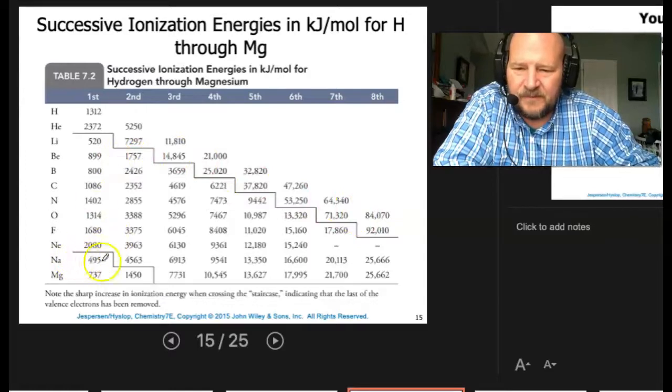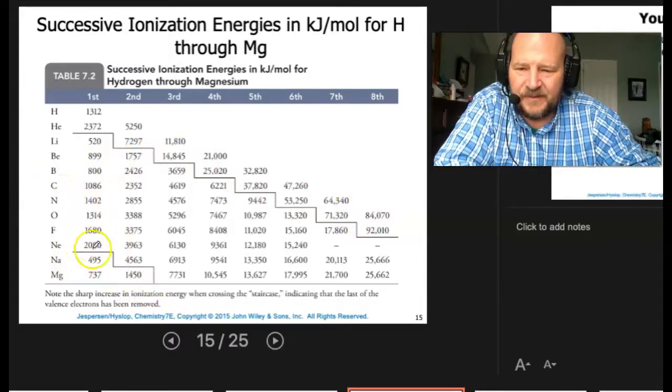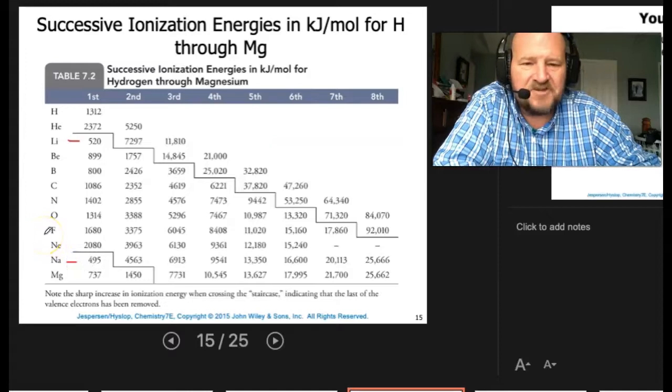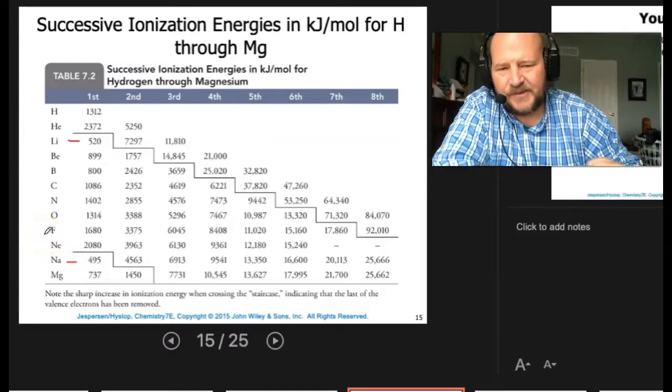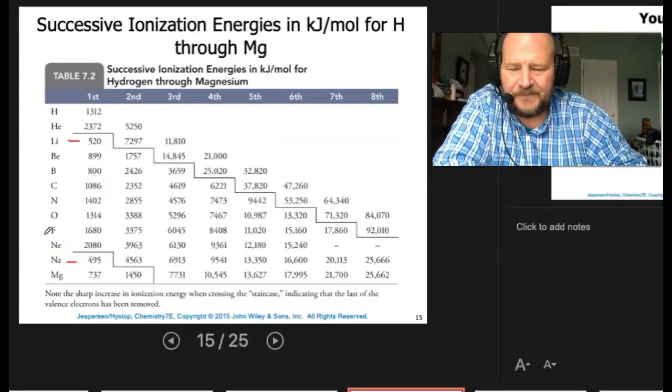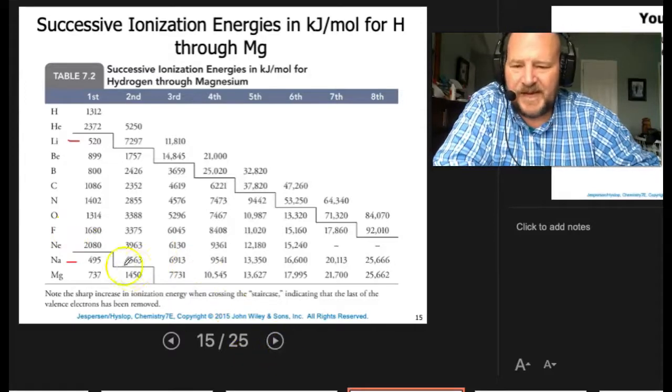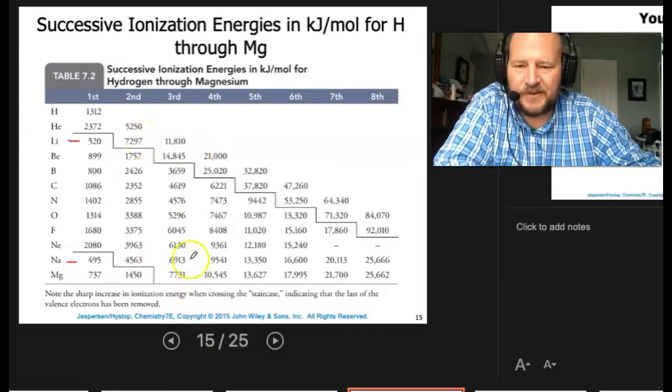Down here, we're looking at sodium, and we're going to see a repeat. Remember that electron's getting further away. So if I'm comparing lithium with sodium, it should make sense. It's easier to pull an electron out of sodium than it is lithium. To pull the second one, again, a little easier. It's further away. Pull the third one, should be a little lower again.